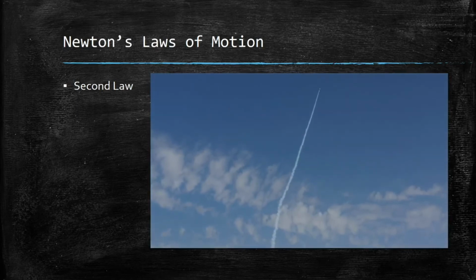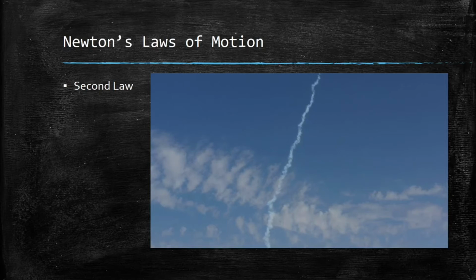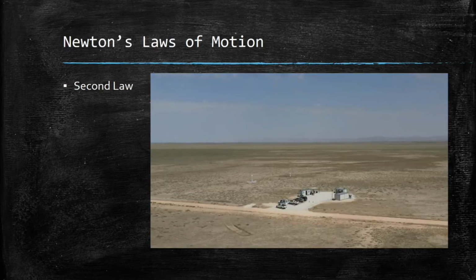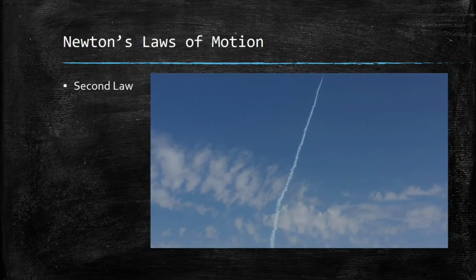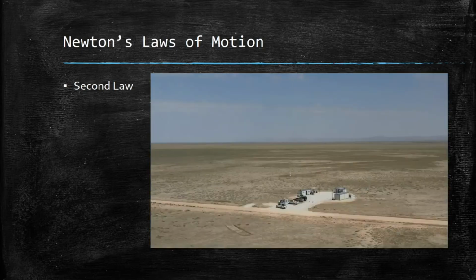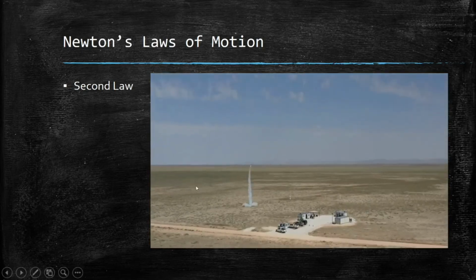So the first law was trying to define the equilibrium. The second law is trying to define, if it is not in equilibrium, that the total force is going to have a proportionality to the acceleration.